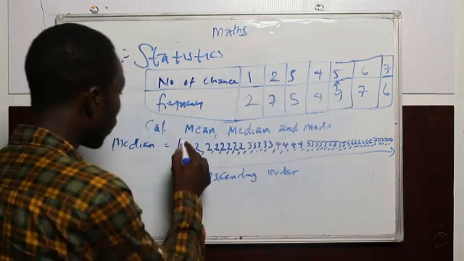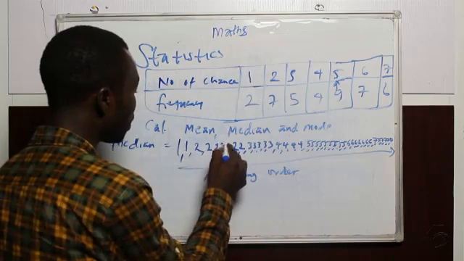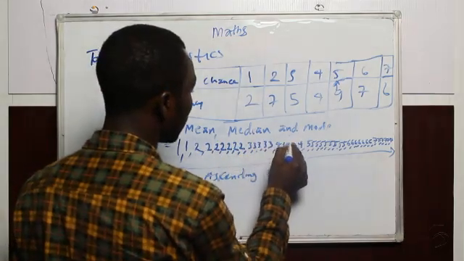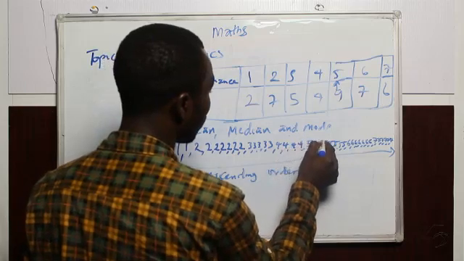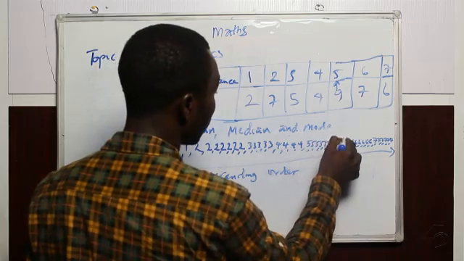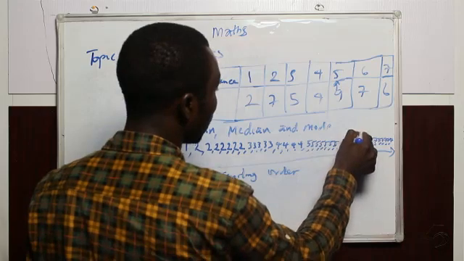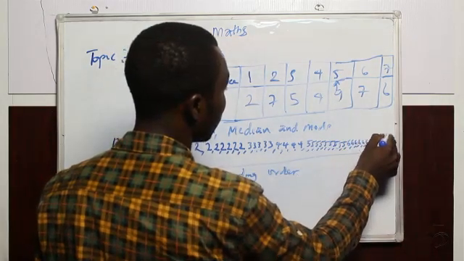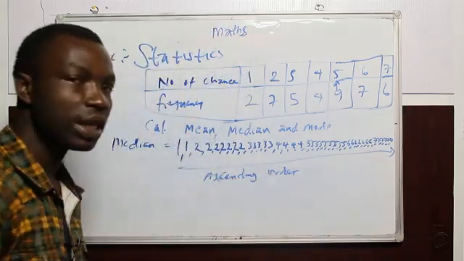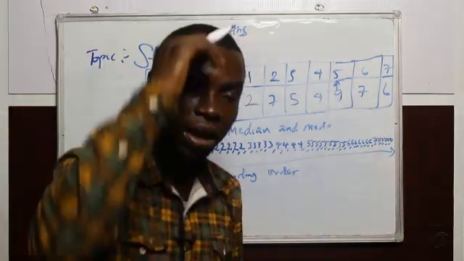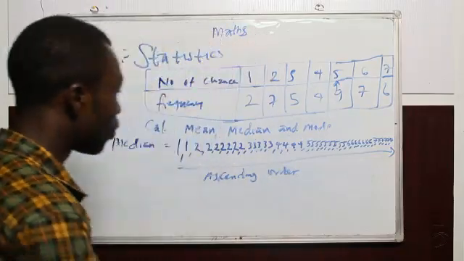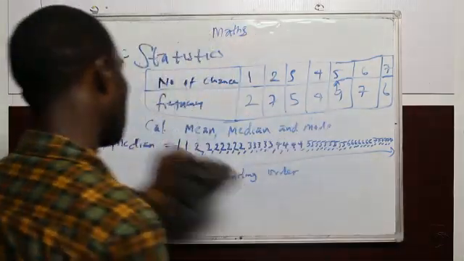Let us start. 1, 2, 3, 4, 5, 6, 7, 8, 9, 10, 11, 12, up to 40. We all know that the summation of this frequency is 40. So how do we find our middle number? That shows that we can have 20 on this side and 20 on this side.